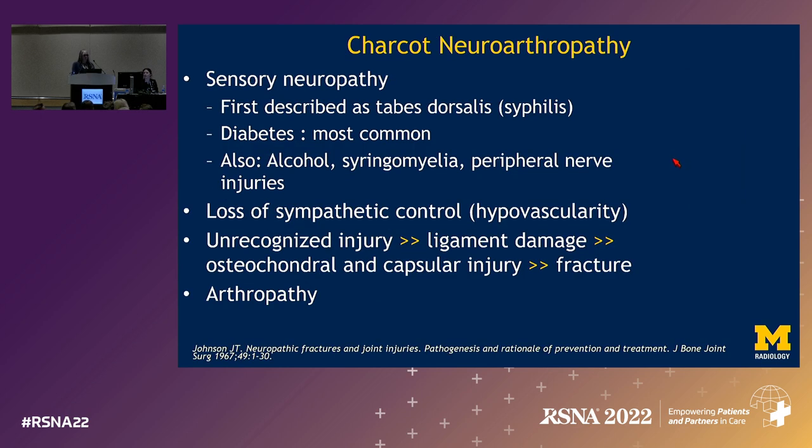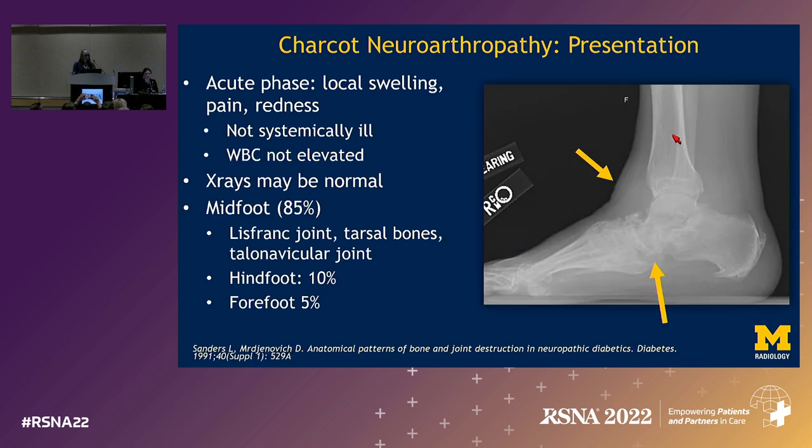So Charcot neuropathy is a sensory neuropathy first described in conjunction with syphilis, but in the United States, diabetes is the most common association. We also see this with alcoholism, syringomyelia, and peripheral nerve injuries. There is the loss of sympathetic control, causing hypovascularity, and an unrecognized injury leads to ligament damage, which leads to osteochondral and capsular injury, which then leads to fracture and what we see as Charcot neuropathy.